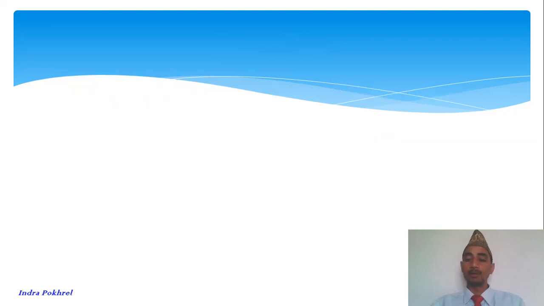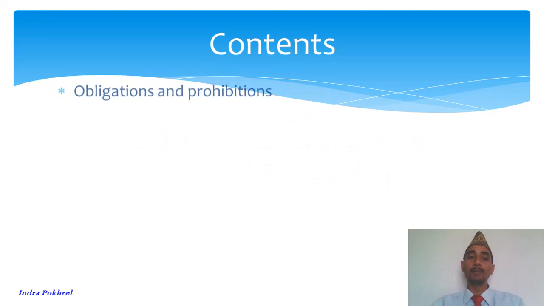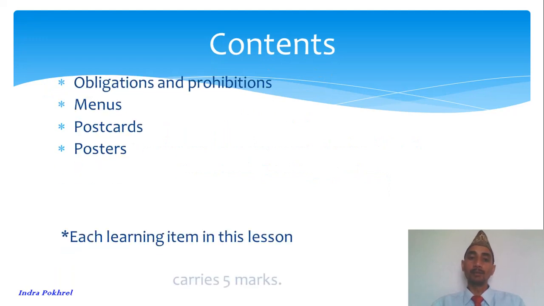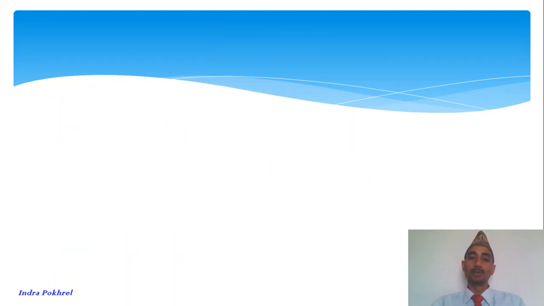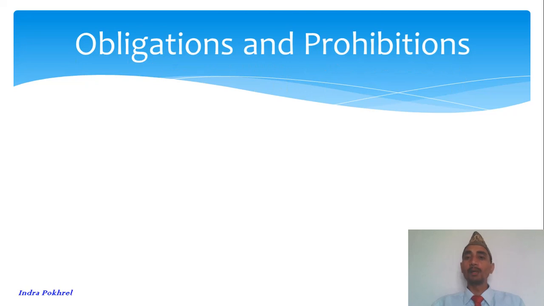So the first learning item we are going to study is obligations and prohibitions, which carries 5 marks. So what do you mean by obligations and prohibitions? Can you guess? Okay, so it means rules and regulations.